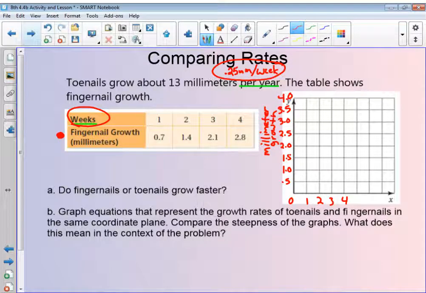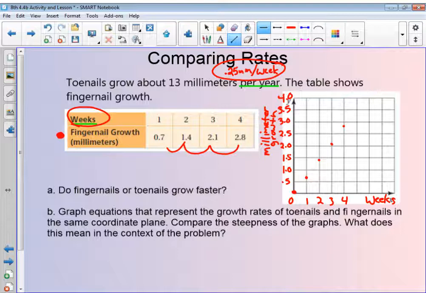So at week 0, it's 0 millimeters. And I should put weeks down here. Okay, at week 1, over to 1, up to 0.7. Over to 2, up to 1.4. Over to 3, up to 2.1. And over to 4, up to 2.8. Okay, we'll notice that everything was changing linearly, 0.7 per week. Okay, so I'll go ahead and do my line. Okay, so there's my fingernail growth.